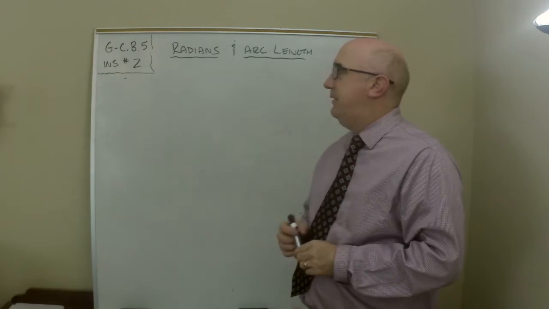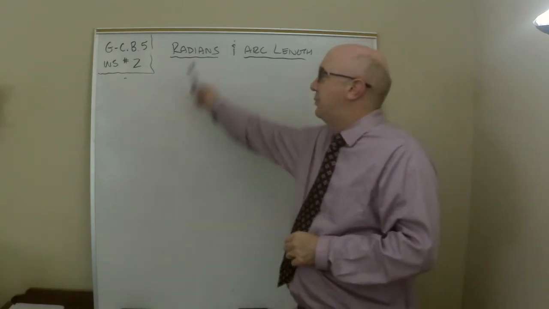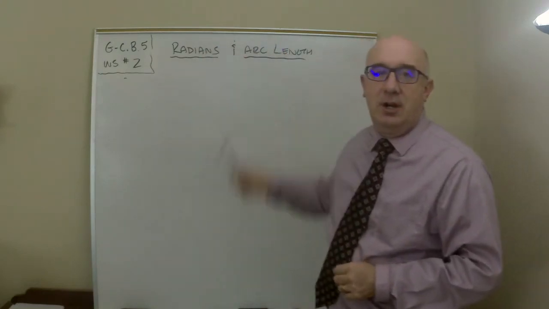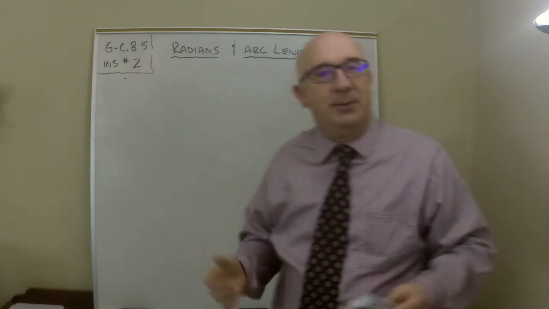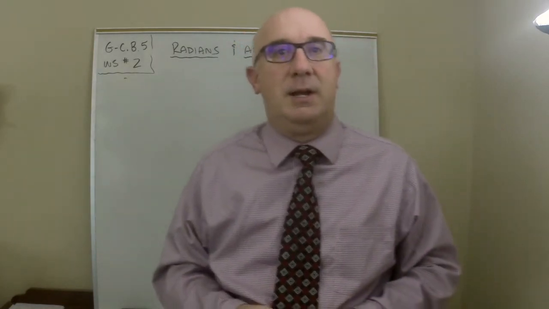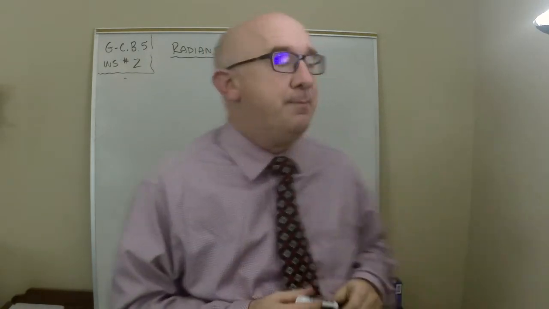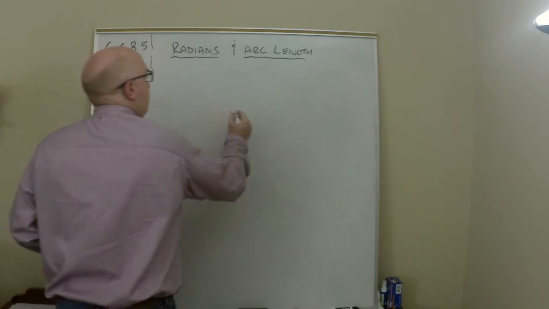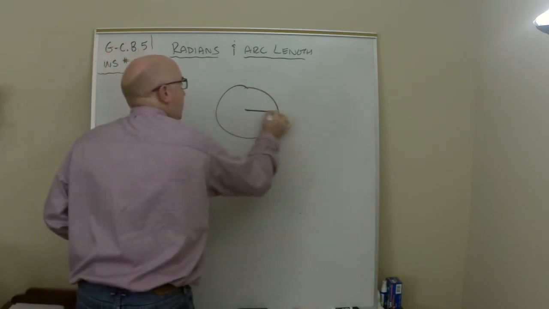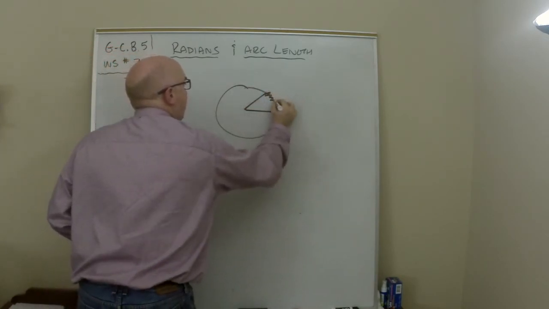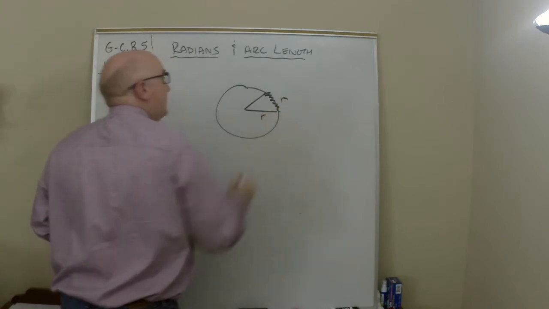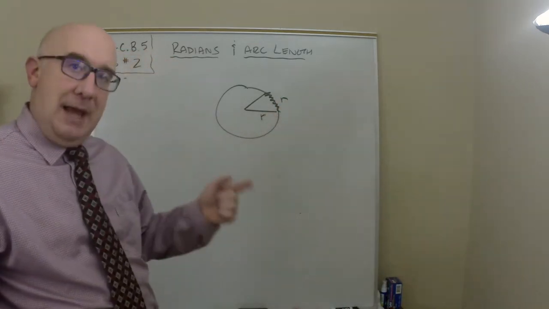Let's look at G-C.B.5, worksheet number 2. This deals with radians and its connection to arc length. Now there's actually a really cool connection to arc length with radians, and that's why it's introduced at this stage. Let me give you an idea here. First of all, what is a radian? Well, it is an angle where the radius is the arc length.